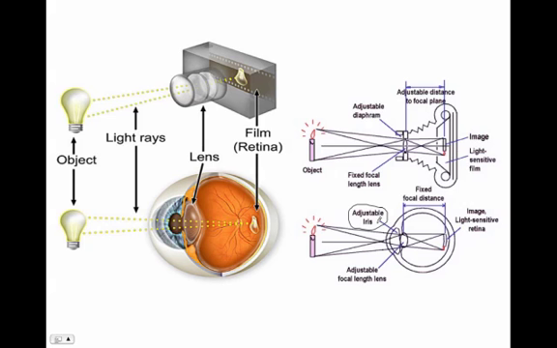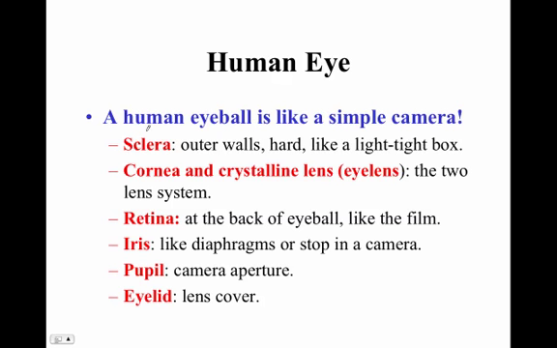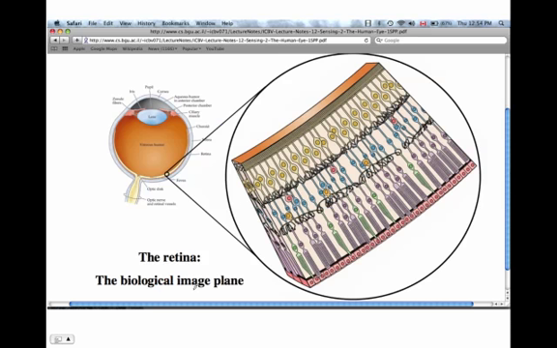It can cover the hole a little bit more to let less light in, or it can make our pupil look bigger to let more light in. Also, our eye has a sclera, that's the outer wall. It's hard, just like a light box. Has a cornea, which is the eye lens, and another second crystalline lens system. A retina, like the film, iris, like the diaphragm, a pupil, like the aperture in a camera, and an eyelid, like the lens cover of a camera.